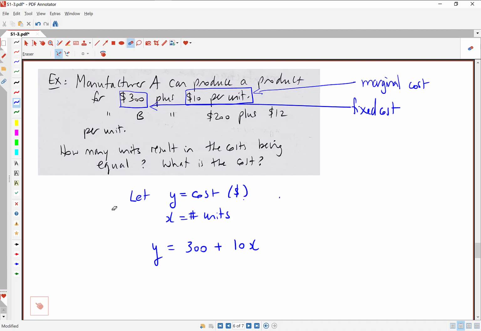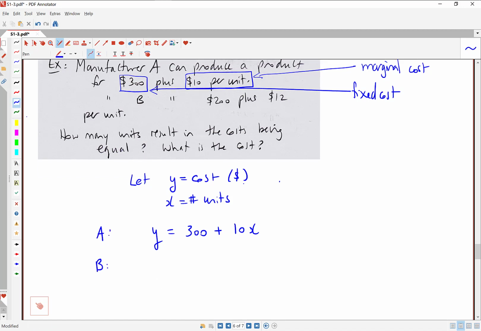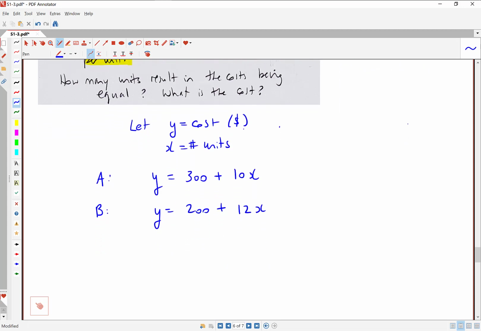So that's just for manufacturer A. Then we're going to have a similar equation for manufacturer B. We were told that manufacturer B cost them $200, that's their fixed cost, plus another $12 per unit. So for manufacturer B, their cost is going to be that $200 plus 12 times the number of units they are producing. So there's our system of equations.